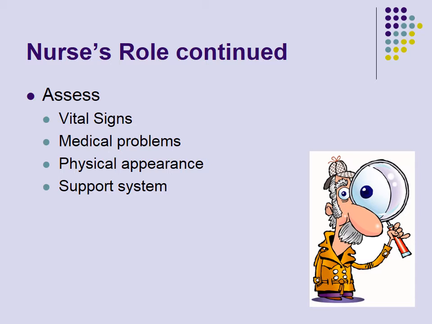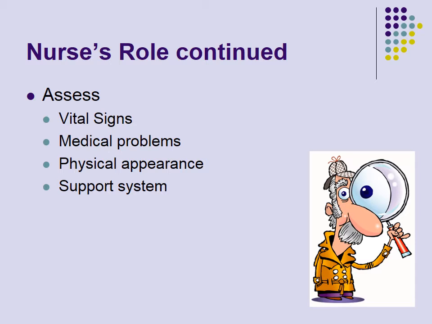The other thing is we do want to go ahead and get their vital signs, and we want to make sure that they are stable. We're checking for medical problems. We want to look at their physical appearance and see how are they dealing with this? Are they unkempt? Are they dirty? What's going on here? The physical appearance can be a definite indicator to us of their ability to handle their stress.